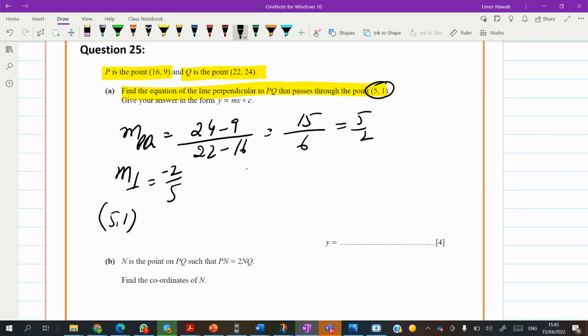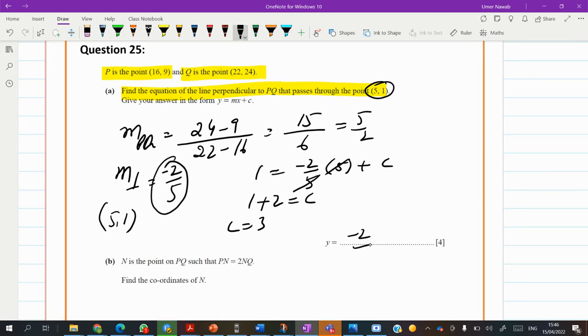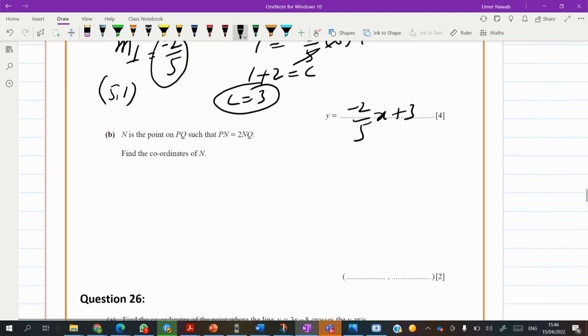Now we got the repeated questions. y equals mx plus c. I'll try to do it directly. 1 is equal to minus 2 over 5 times the x coordinate 5, plus c. The 5s cancel, so 1 plus 2 is equal to c. c is equal to 3. y is equal to, what was the gradient of the perpendicular line? Minus 2 over 5 x plus 3.